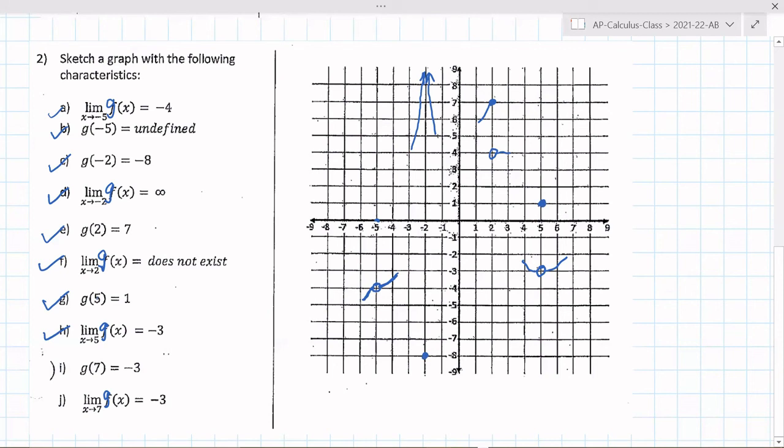G of 7 is -3. And the limit at 7 is also -3. So now in the remaining spots, you can do whatever. So we can just connect these. And here there's nothing going on, so I can connect these. And here I can connect that. They didn't say anything about the other spots. They just said these things. Other places you can make whatever.